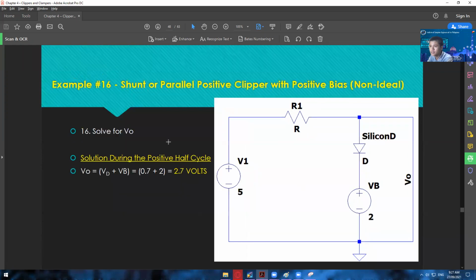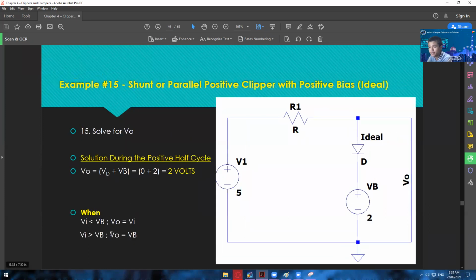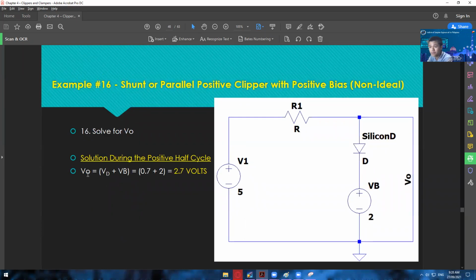All right, so let's now move on to example number 16. So the same example, but this time it's now a non-ideal. So this is what I was talking about a while ago. During the positive half cycle, it's not VO is equal to VB anymore, but it's now VO is equal to VD plus VB, which is now equal to 0.7 plus 2. So this 2 right here, and then 0.7 right here. So that is the reading of our VO. So are we clear during the positive half cycle?